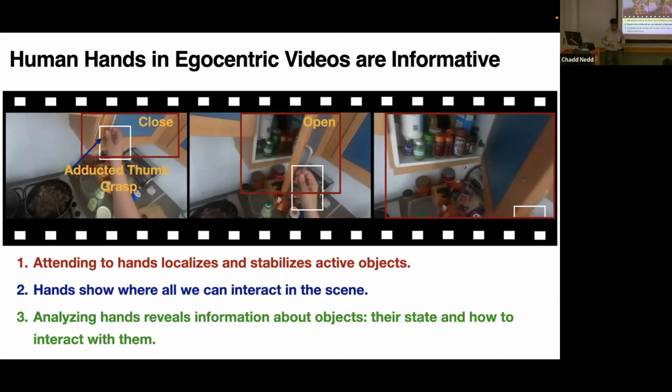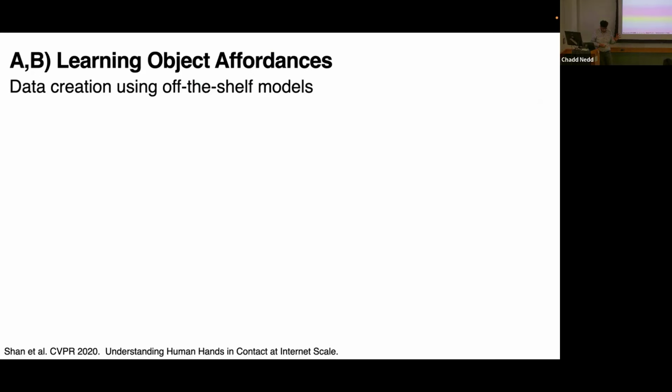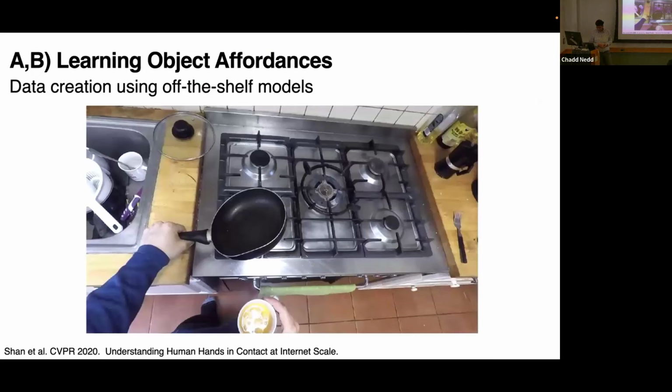So let me show you how we have done these different tasks. The first two I'll call affordance learning, which is, again, what can you do and how, right? And we are going to create data for this using off-the-shelf models. So we are going to take a model which can detect hands and objects of interest and objects of interaction. Specifically, we are using this particular work. And we can also train models which can predict some properties of the hand. For now, I'm using a grasp prediction model, and I'll try to relax this as we go, right? So in this case, it's a pinch grasp.